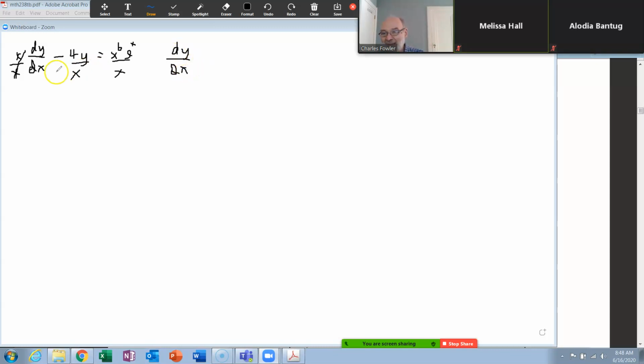So here we have dy dx, and then your function of x, now I'm going to split them off. This is minus 4 over x, and that's going to be your coefficient function of x multiplying y, and over here, this is equal to x will go into x to the 6th, x to the 5th, times e to the x.